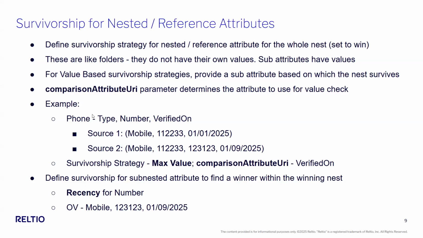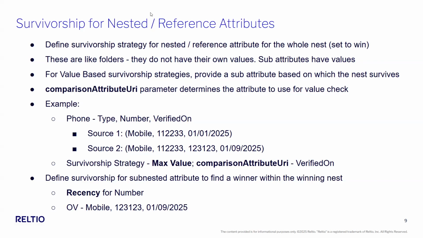Now within these two, first maybe you want to determine which nest should I use. Maybe source two is better because it was verified more recently. So you can use a survivorship strategy for max value and comparison attribute URI verified on, because it's the date, the max value will be the latest one. So if you define a survivorship strategy on phone attribute with max value on verified on, then this nest wins. Then within this nest, between these two phone numbers, you can choose whichever you want, whether it is the recency or based on the quality of your data, understanding of your business, you can choose which one from these two wins and arrive at a unique value.